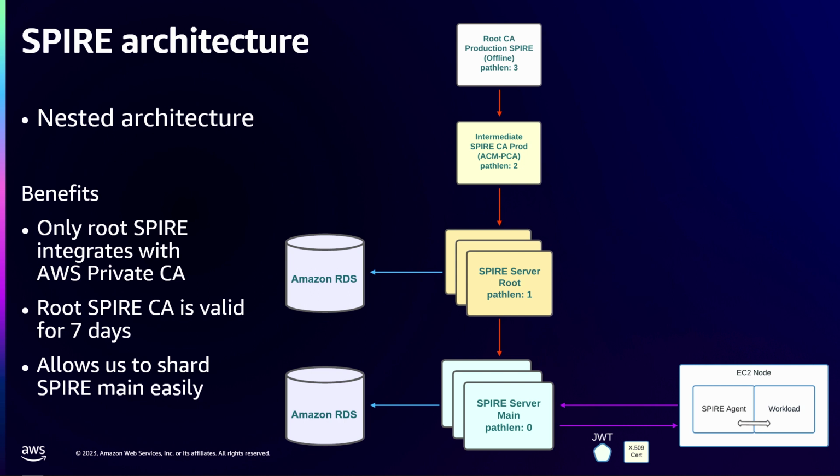And the traffic between the main and the root is very minimal, because the main CA is valid for 24 hours, so it only needs to communicate with the root once a day for its own refresh. This allows us to really scale out and shard out the main SPIRE server depending on where that particular traffic is.